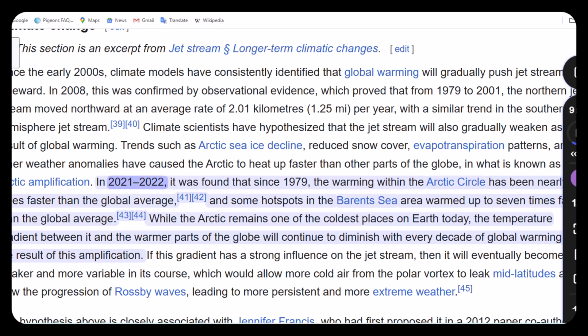In 2021 to 2022, it was found that since 1979, the warming within the Arctic Circle has been nearly 4 times faster than the global average, and some hotspots in the Barents Sea area warmed up to 7 times faster than the global average. While the Arctic remains one of the coldest places on Earth today, the temperature gradient between it and the warmer parts of the globe will continue to diminish with every decade of global warming as a result of this amplification.